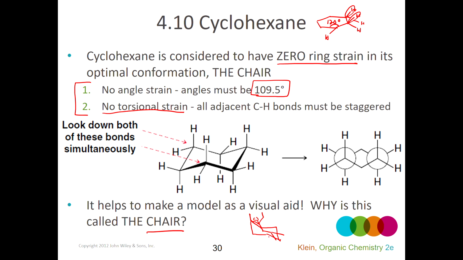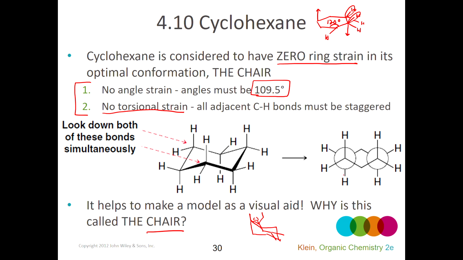The point of the chair, though, is by taking the flat structure and lifting one of the carbons up to make the headrest and the other far carbon down to make the footrest, it alleviates all of the angle strain and all of the torsional strain. And we can see that here in the chair structure. It's much easier to see in the model.